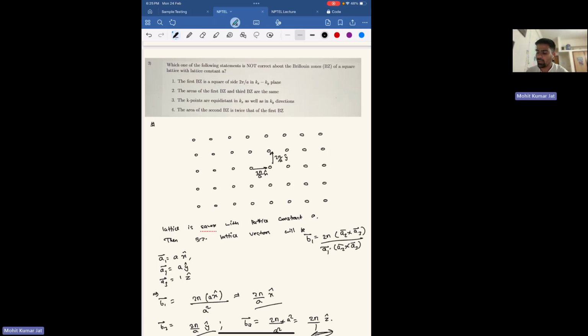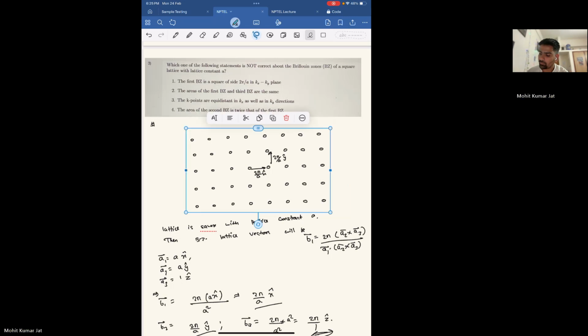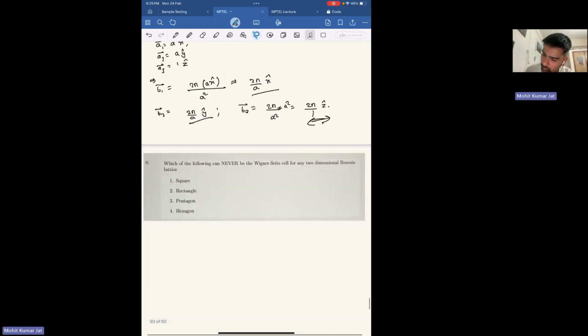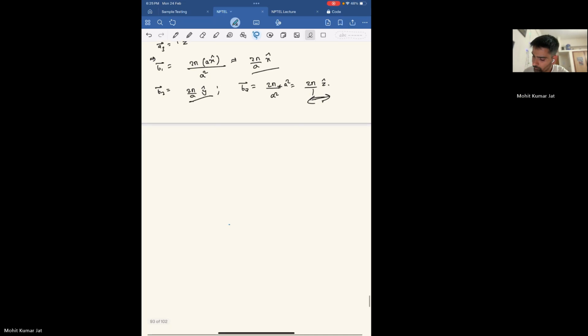The areas of the first Brillouin zone and third Brillouin zone are the same. Okay, I'll have to show you how they are the same. So if I just copy it.